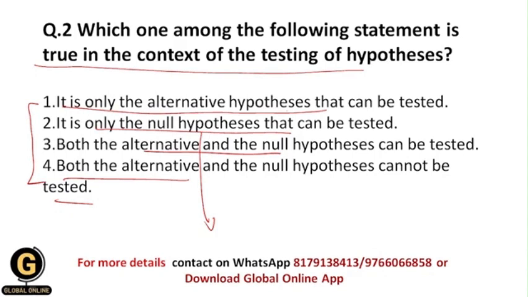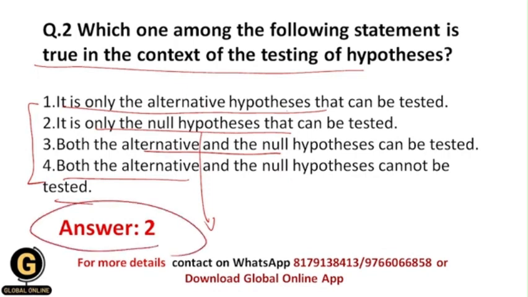And whenever we get the results that we should accept the null hypothesis, in that situation we accept it. And whenever we reject the null hypothesis, in that situation we automatically accept the alternative hypothesis. Okay, and that's why your correct answer should be 2, that is, it is only the null hypothesis that can be tested.